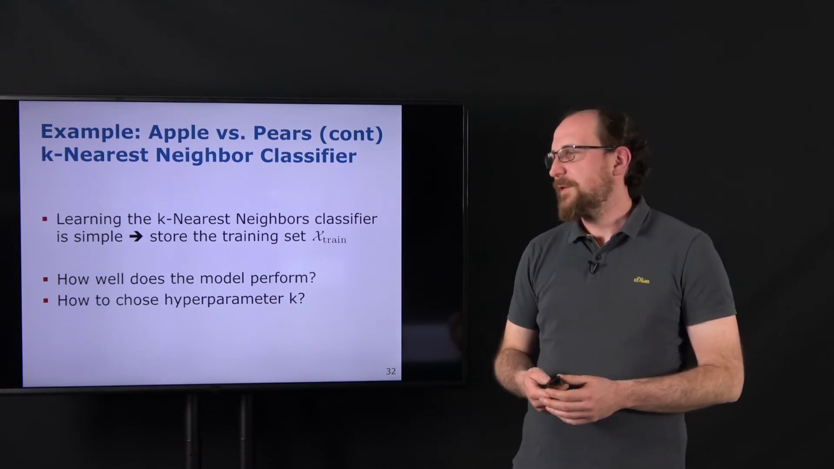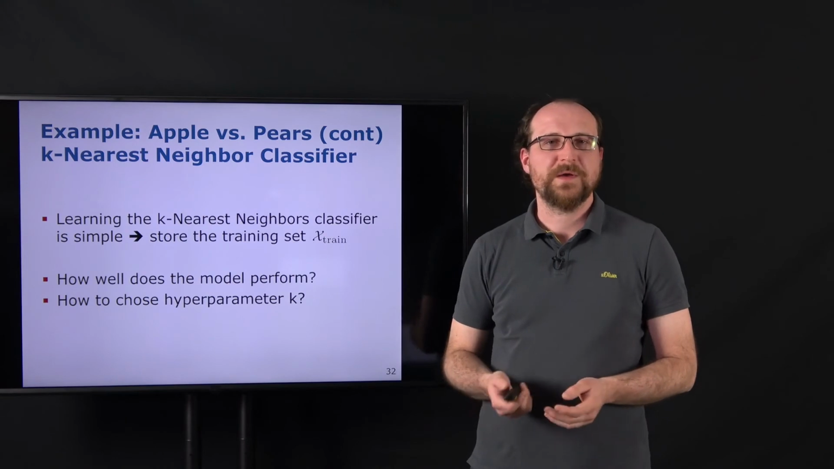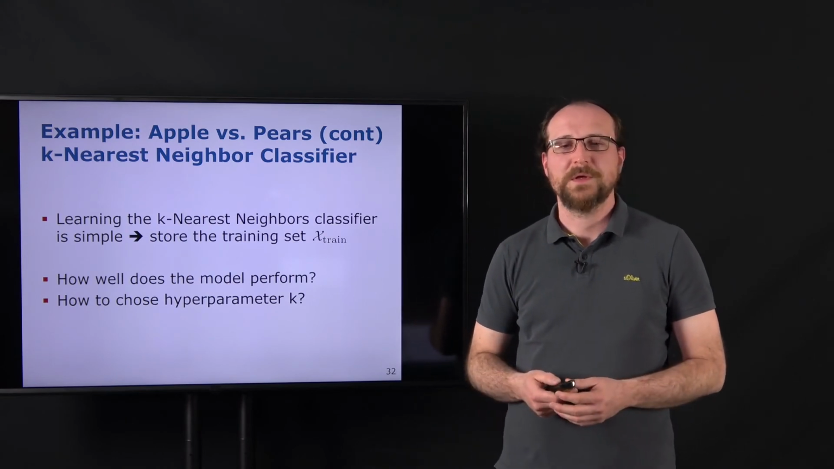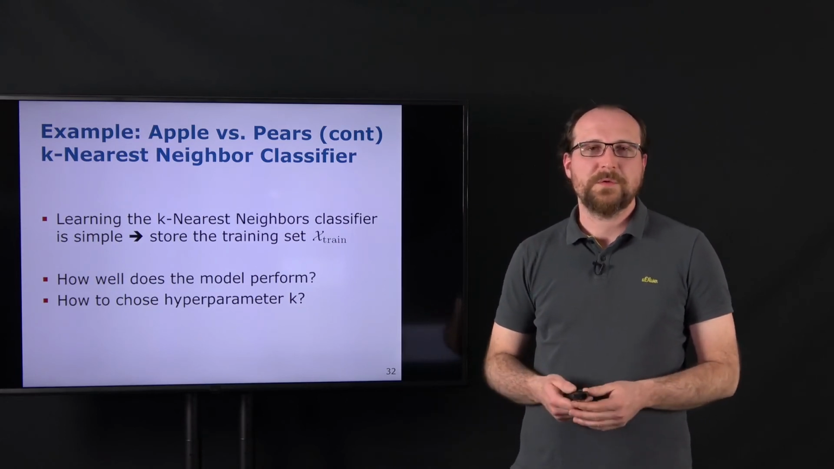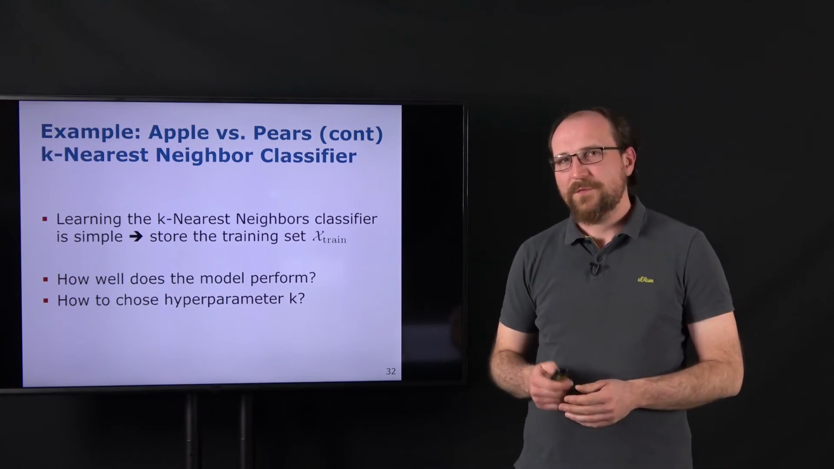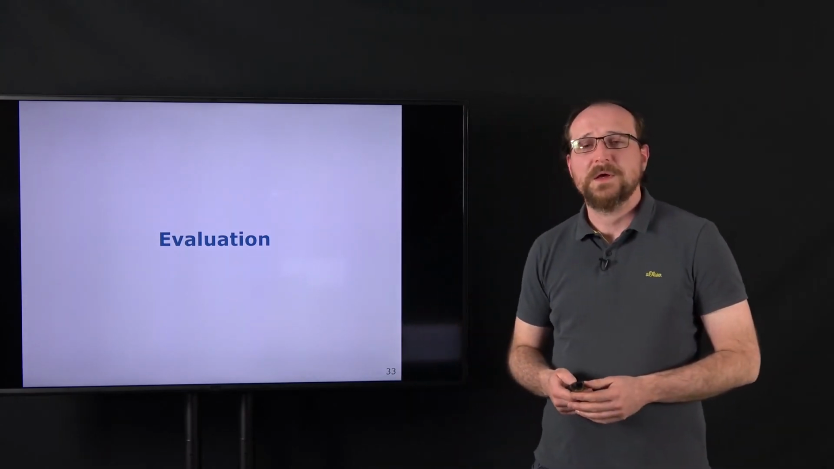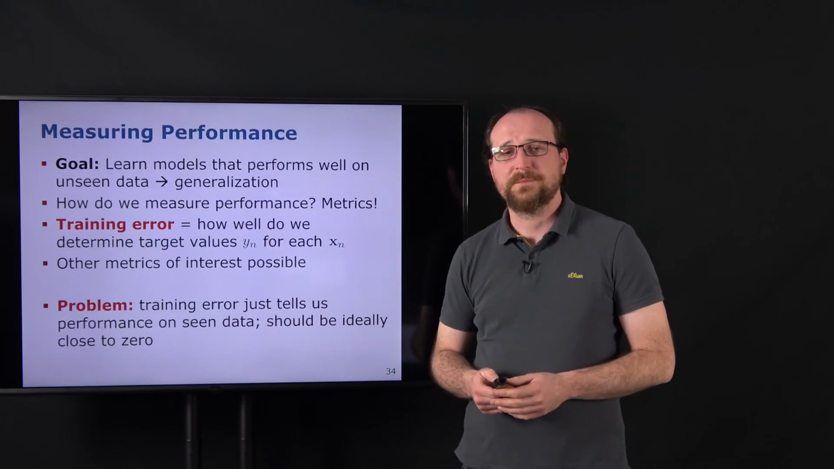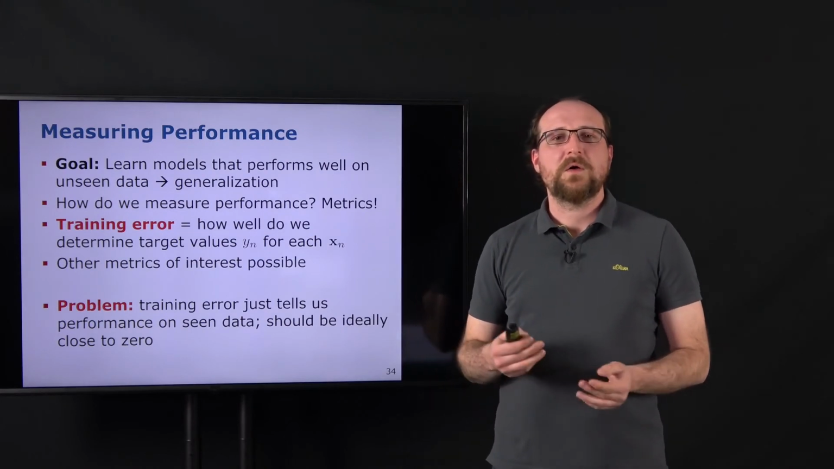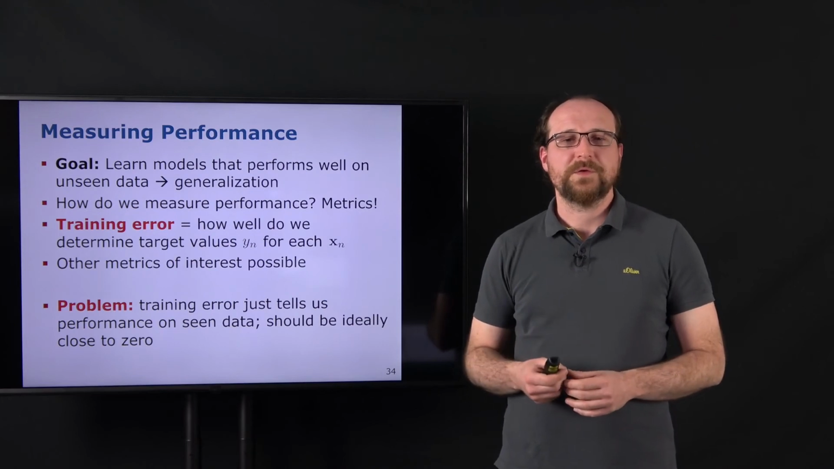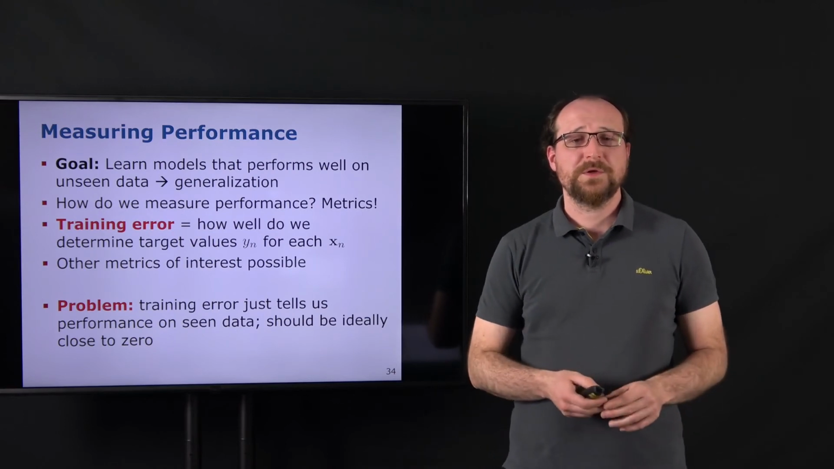But the question in the end is, when we learn this model, how well does the model perform? So how well can we classify maybe unseen data or regress unseen data? And the other question that we might also have now is how we choose this hyperparameter in a sensible way. And for this, we have to look at evaluation. So we evaluate our models on unseen data, and we measure the performance here. Measuring the performance is important because we want to figure out if our machine learning model generalizes very well. That means, how does it perform on unseen data? Is it still as good as it was on the training data?